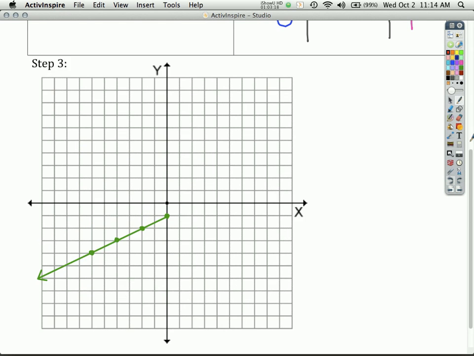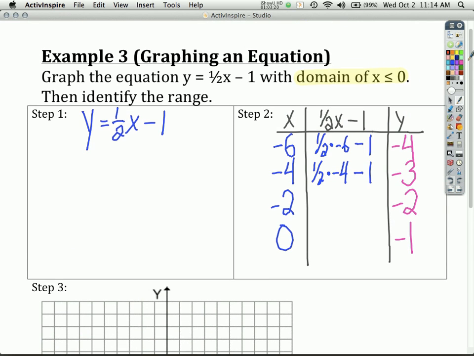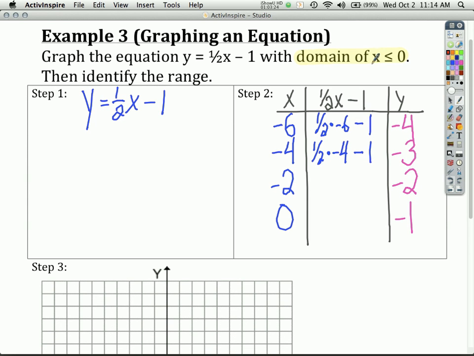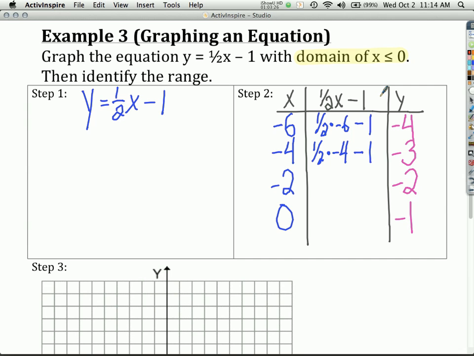So the last piece is we're asked to identify the range. And when you're given a domain in this format, we're going to give the range in that format. So we actually have to interpret what we have found. We have to look at this output. This is not the range. You're used to writing a list of numbers, but it's not a list of numbers because we chose these.